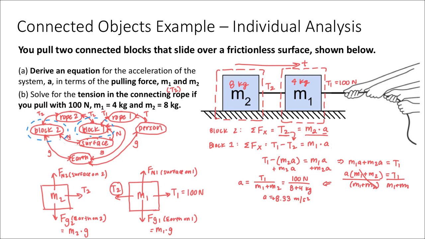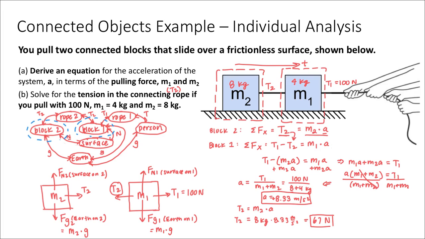That's a good sign. Now, if I'm asked to solve for the tension in rope 2 as well, I already know that T2 is equal to the mass of 2 times a. We got that from our equation earlier. And that means that the tension in rope 2 will be equal to 8 kilograms times this acceleration of 8.33 meters per second squared, which will give us a tension value of 67 newtons, rounding to the nearest whole number.